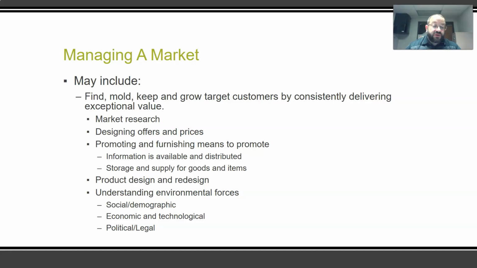Maybe that's social or demographic or economic or technical, or maybe even political or legal, all right? Let me give you an example of this. Kitty cereal, okay? Kitty cereal, all right. Now, is everybody in the market for Trix?